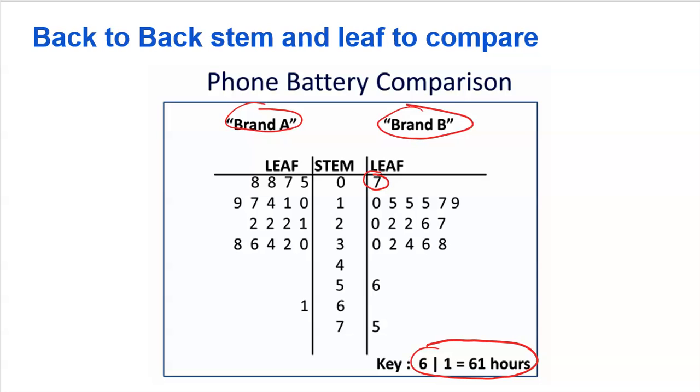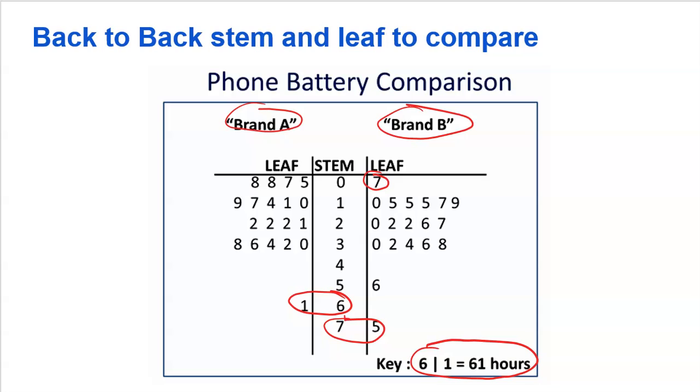For brand B, we had 10 hours, 15, 15, another 15, a 17, and 19, and so forth. Just be careful that you always start with the stem. So this is 75, and this one is 61. I'll get some kids that will read that as a 16 because they just get used to reading left to right. Always start with the stem, even if it's in the middle.